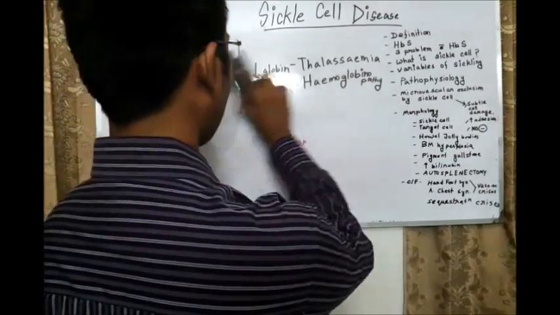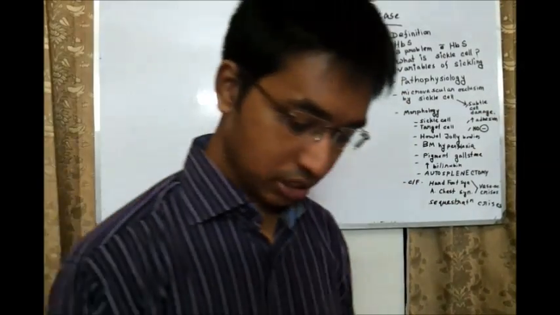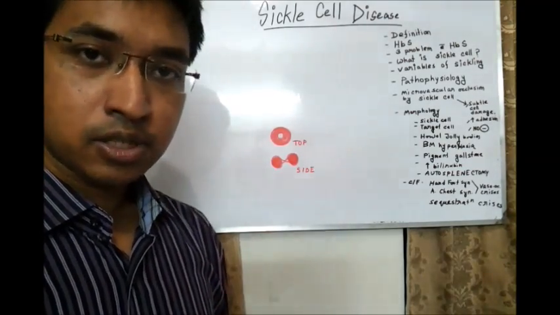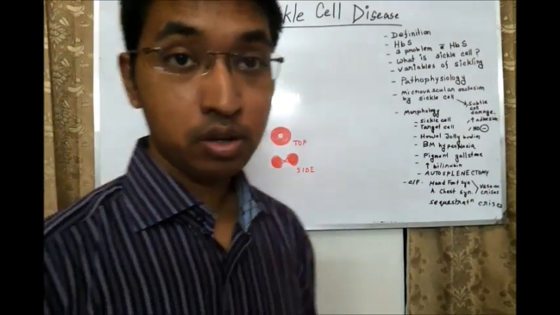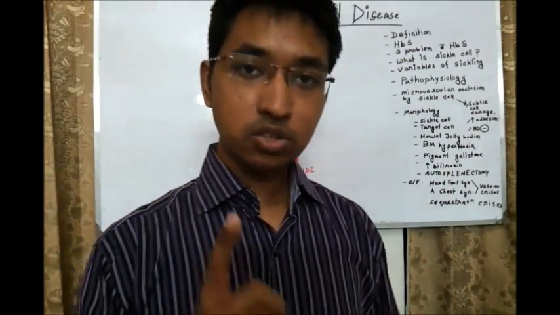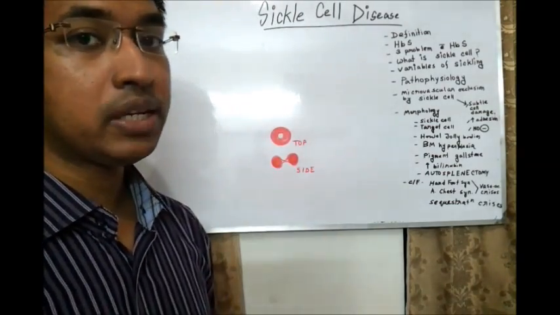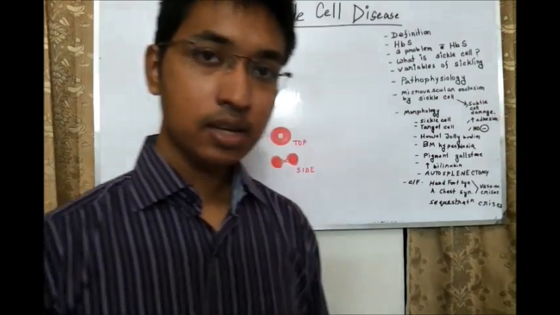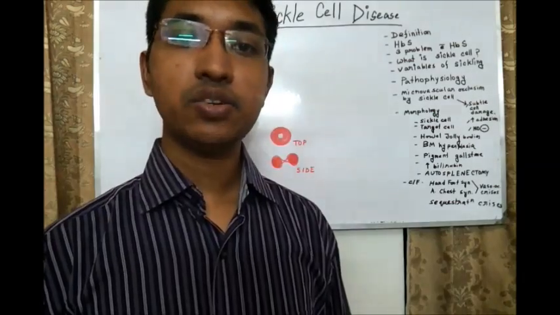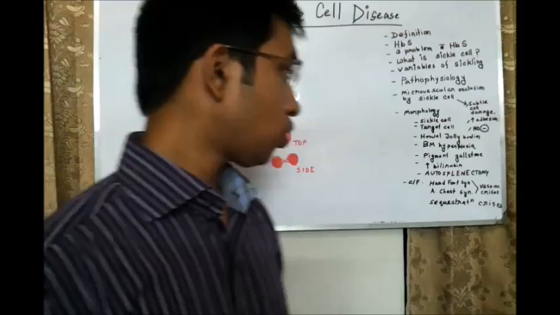I'm sure in your biochemistry classes you have learned about mutation. There are different types of mutation, and one of the types was point mutation. That is occurring here, and as a result of that point mutation, we are having some problem in the beta globin chain. There is an amino acid named glutamate that is getting replaced by another amino acid which is valine.